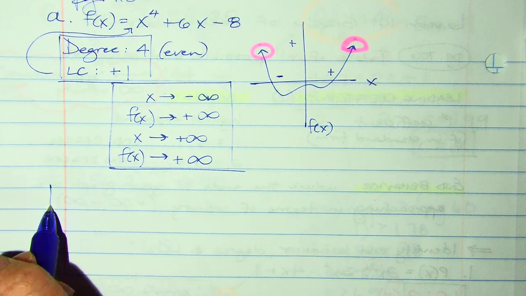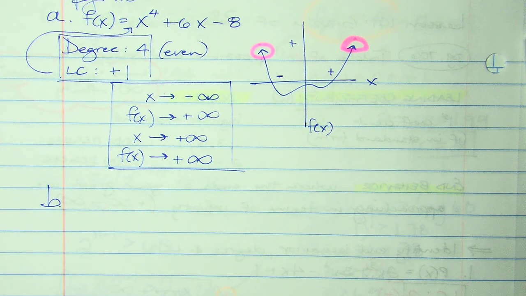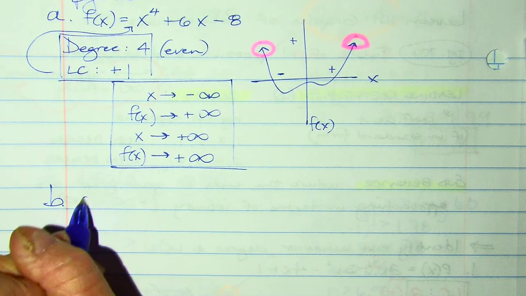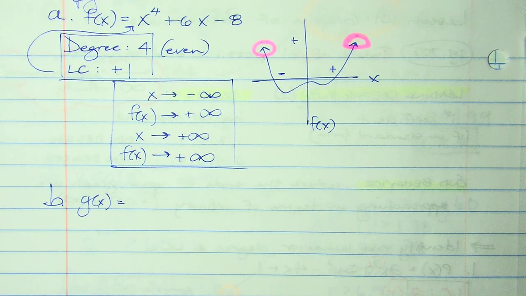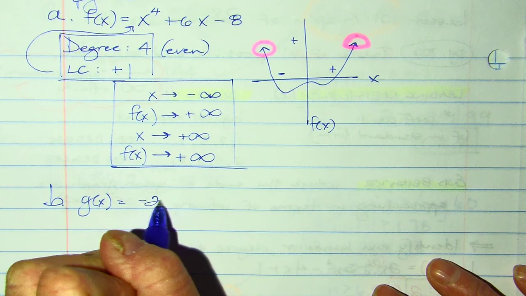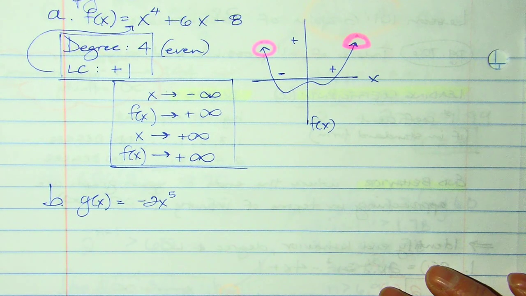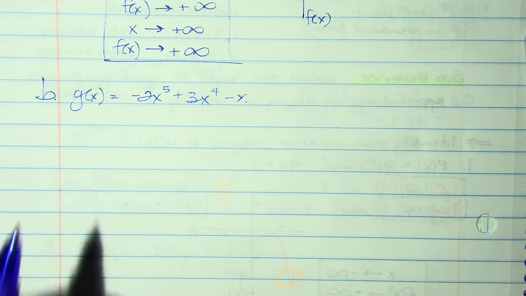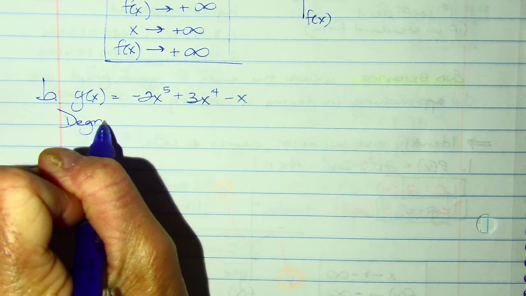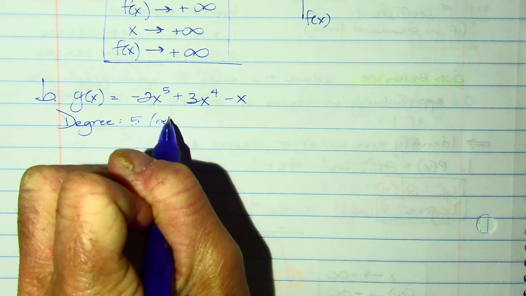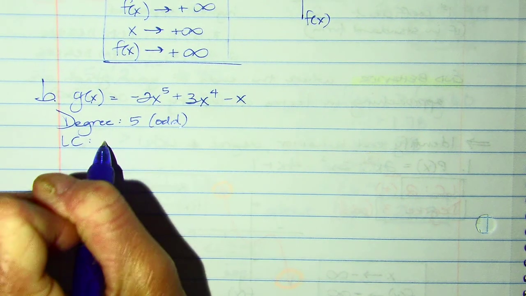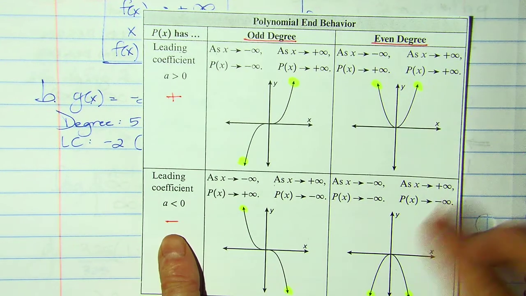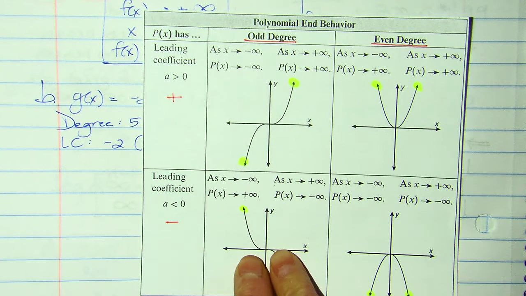Part B, my polynomial is g of x equals negative 2x to the 5th plus 3x to the 4th minus x. All right, so my degree is 5, which is odd. My LC is a negative 2, so I have a negative leading coefficient. So negative leading coefficient, odd degree, so I'm in this category here.